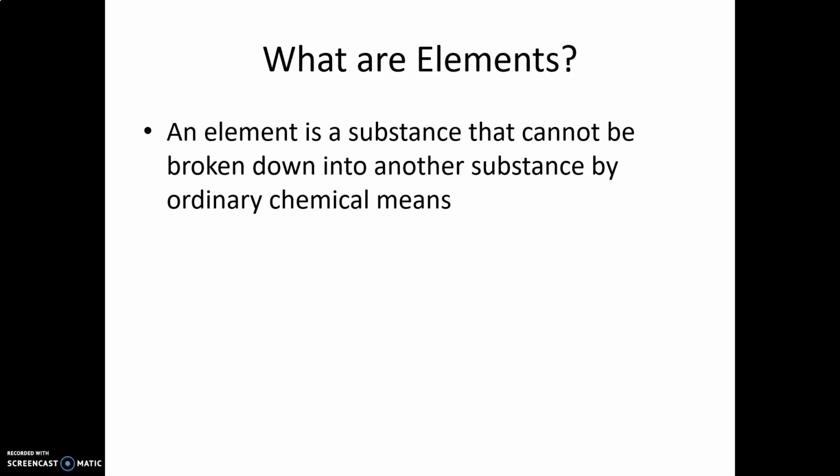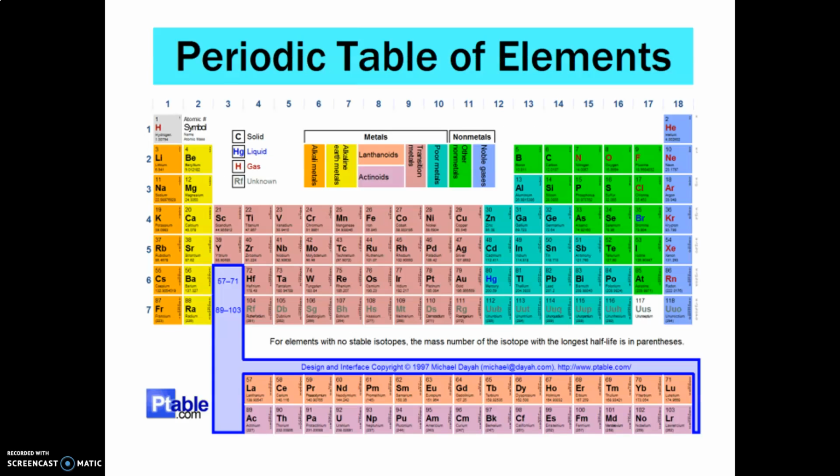It can't be broken down into anything else. It is what it is, right? It is made up of all of one type of atom. Here's our periodic table. So lithium, right? Lithium is a pure element. It's made up of nothing but atoms that make lithium.